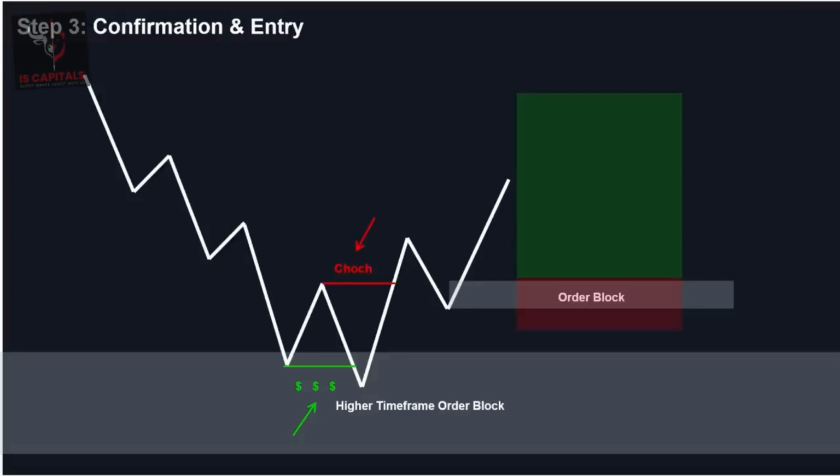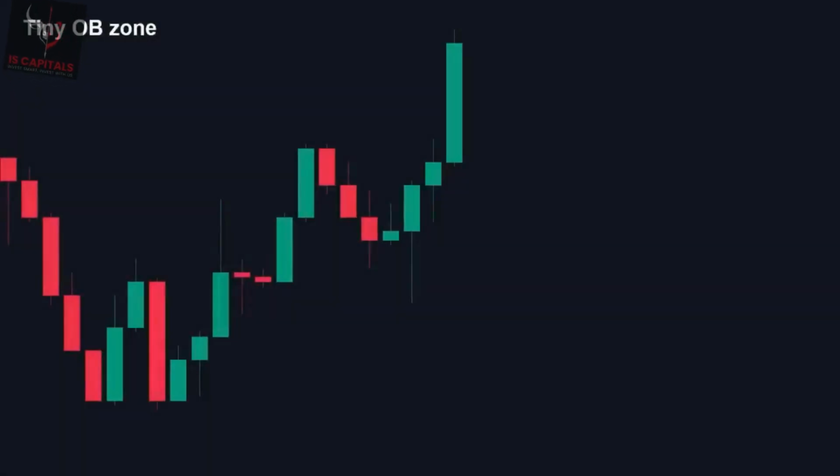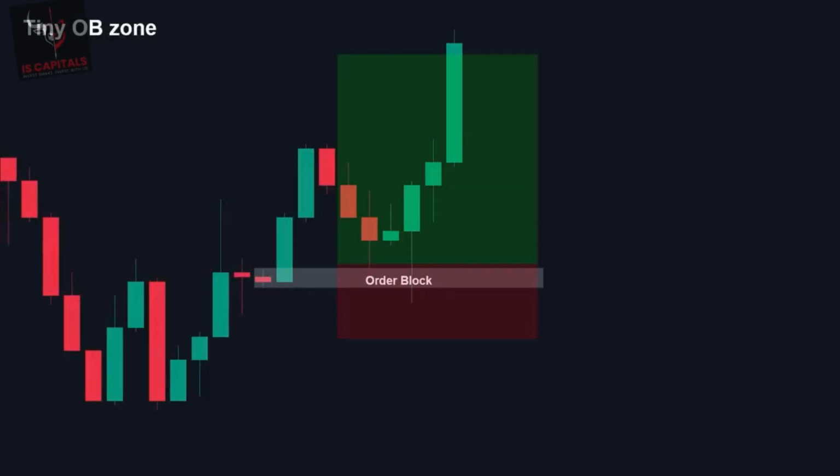Before diving into real chart examples, I want to explain some common scenarios that occur on the chart and how to handle them. In the first scenario, we have a very small order block area. When this happens, you should consider using a larger zone as your stop loss, as we want our stop to be protected from market fluctuations.